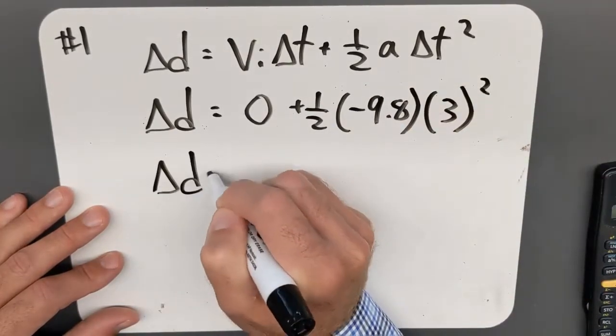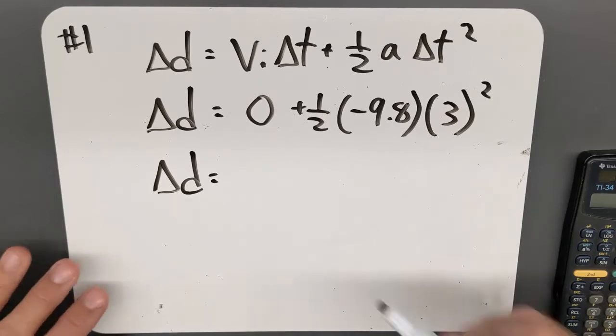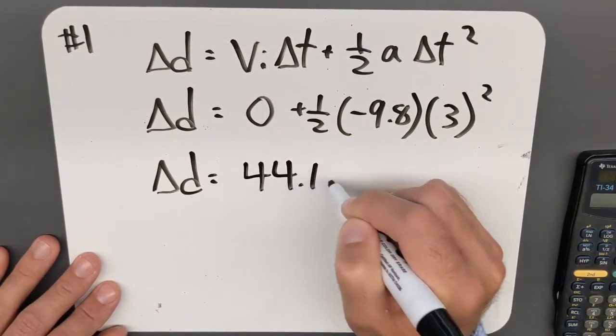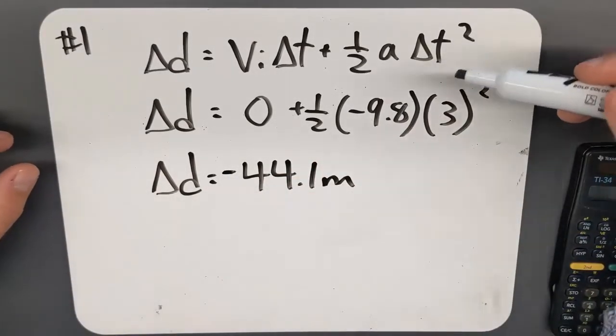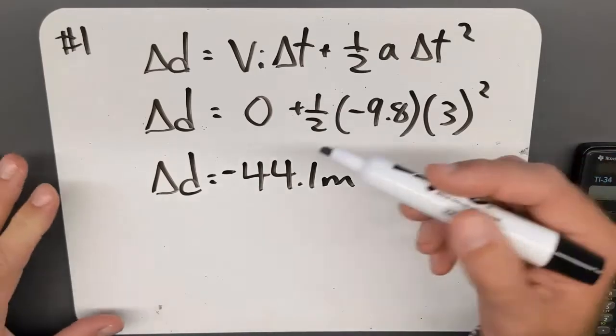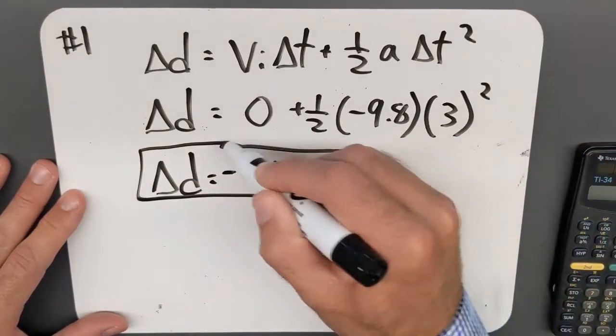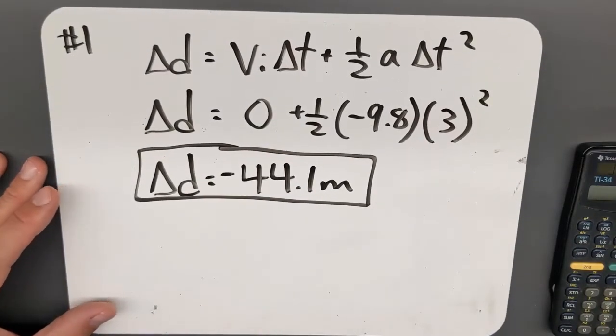So I have delta D equals, let's see, 0.5 times 9.8 times 3 squared, 9. I have -44.1 meters. All right, the math tells me it's negative, and when I think about the problem, if I drop something, it will have a displacement of negative 44 meters. It's in the negative direction. Starts up high, goes down, and that's in the negative direction. All right, so there's how we do simple free fall problems when things are dropped. All right, fairly easy.